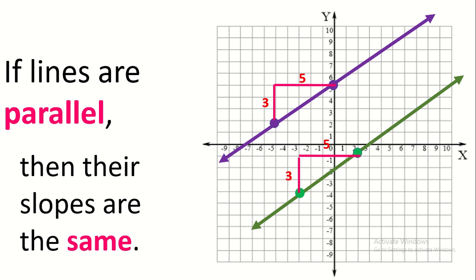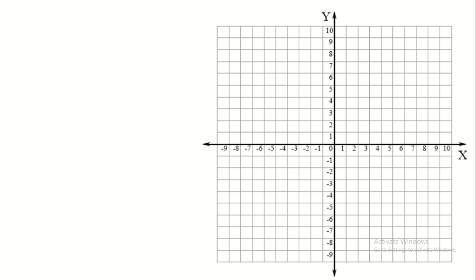So makikita natin na yung slope for each line is going to be 3 over 5. Now since these lines have the same slope, we can say that they are parallel because they are increasing at the same pace, and therefore by definition they will never intersect.